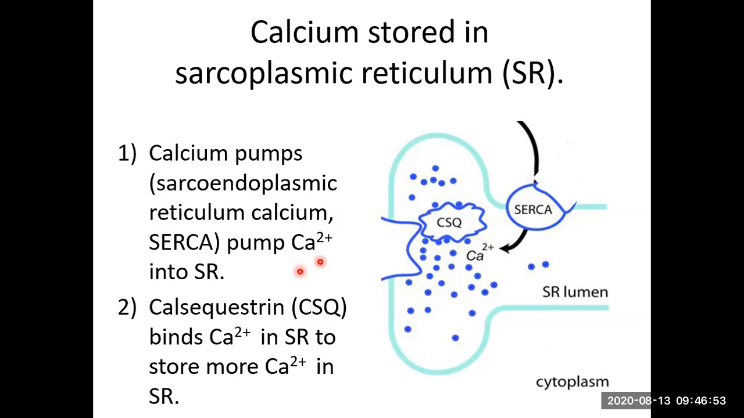So SERCA. And you also need to know that when we pump a lot of ions back into these organelles, it will quickly reach a limitation. So we need another way to pack them together. Here we have a protein called calsequestrin, CSQ. Calsequestrin is like a sponge. A sponge can absorb water; here, calsequestrin will absorb calcium.